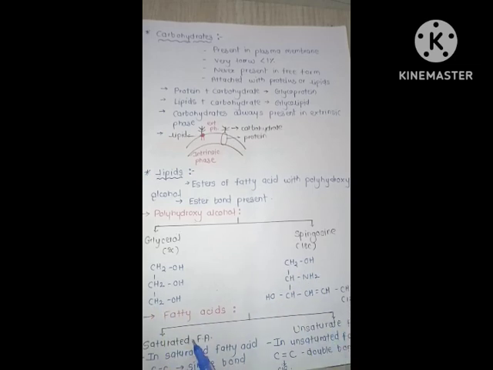Fatty acids. Fatty acids are of two types, saturated fatty acids and unsaturated fatty acids. In saturated fatty acids, a carbon-carbon single bond is present, which is trans in nature, meaning it is in a straight line. But in unsaturated fatty acids, a carbon-carbon double bond is present, which is in cis form, meaning it is in a bent shape.